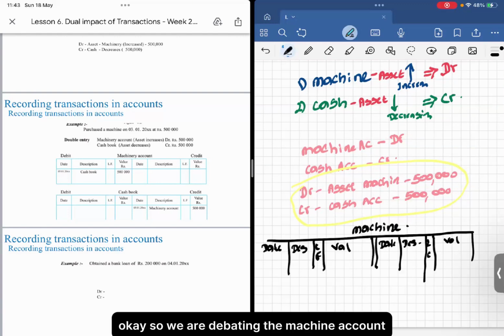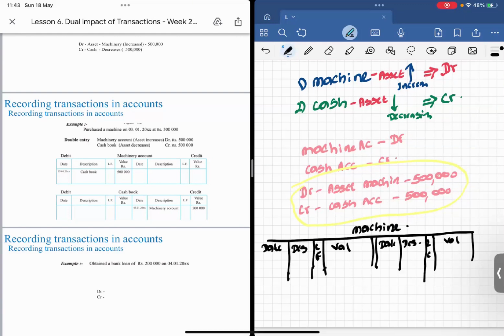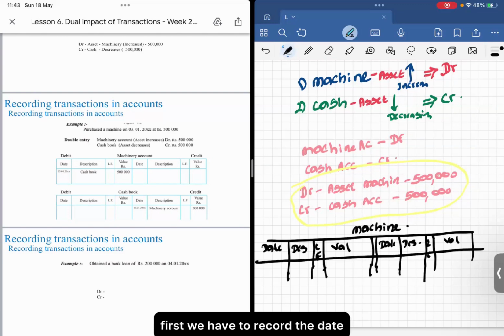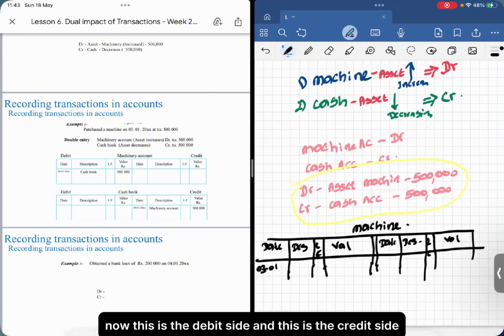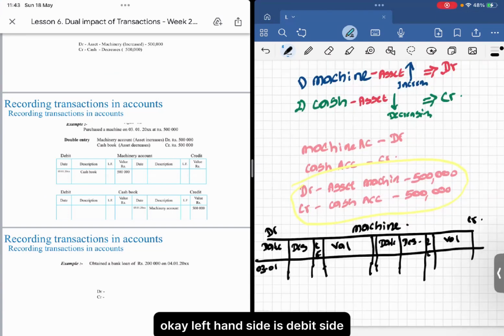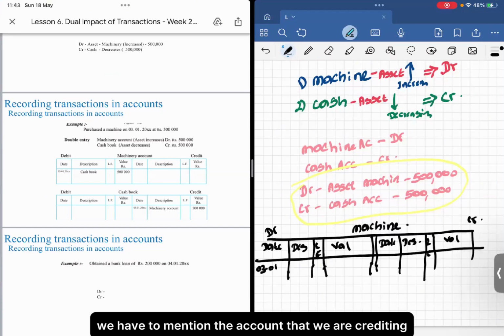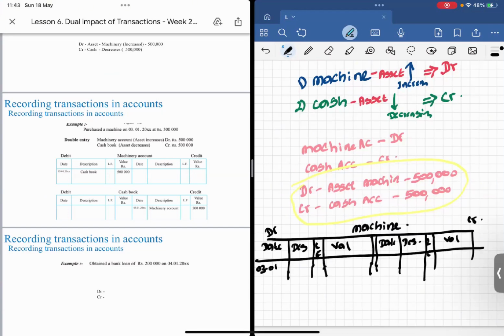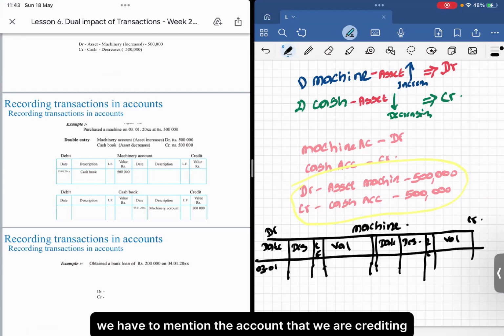So we are debiting the machine account. When we are debiting the machine account, first we have to record the date, that is January 3rd. And we are debiting now. This is the debit side and this is the credit side. Left hand side is the debit side and right hand side is the credit side. So when we are debiting, we have to mention the account that we are crediting. So we are crediting the cash account.